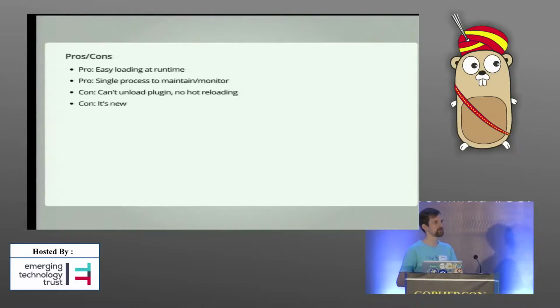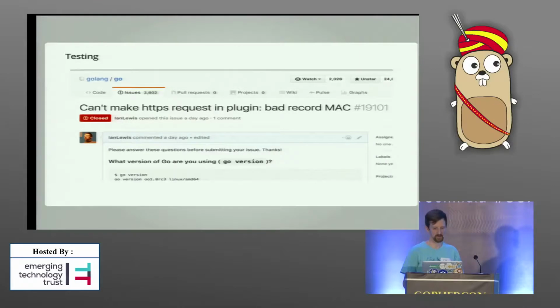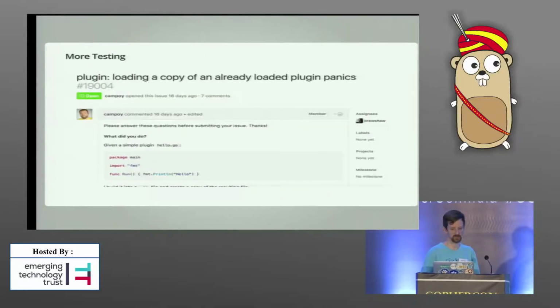It's also fairly new, so there are possibly some stability concerns. As we were testing this during the release candidate phase, there were a number of bugs that we noticed. Here are a couple of them. One was that you can't make HTTP requests in the plugin, because it would come back with an error saying that there was a bad MAC SHA, or a hashing check. Another one, which both Francesc and I noticed, is that if you try to reload a plugin, like I mentioned, you can't reload the same package name multiple times.